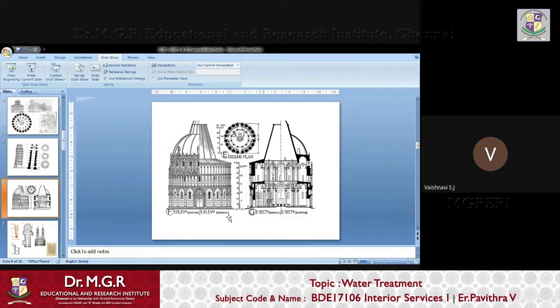So Uma Maheshwaran, Vaishnav, Paripurni, correct? Yes, ma'am. Please encourage your classmates also to answer the question. The others are not even opening their mouths.